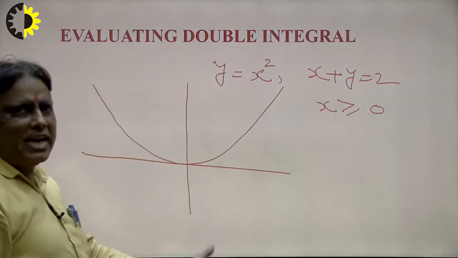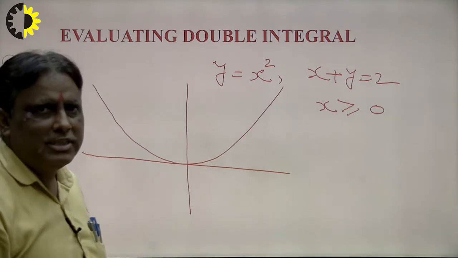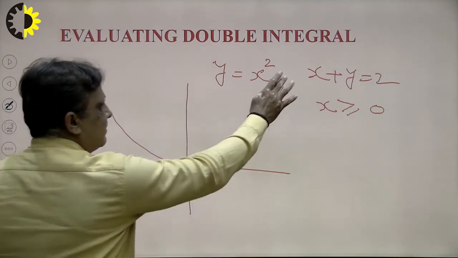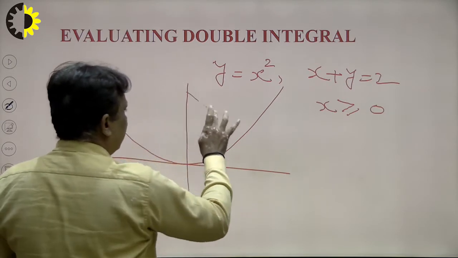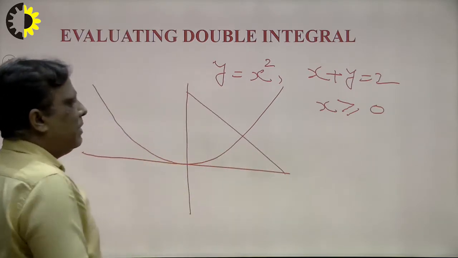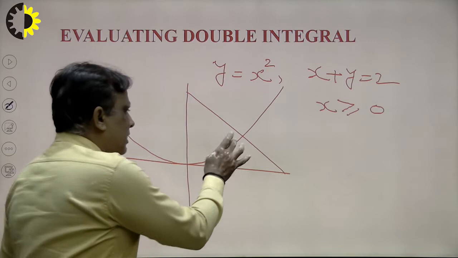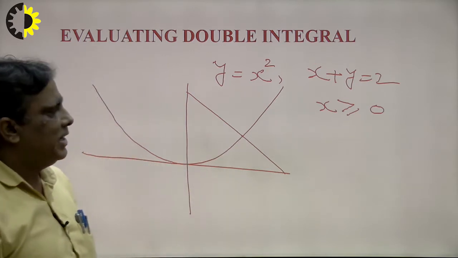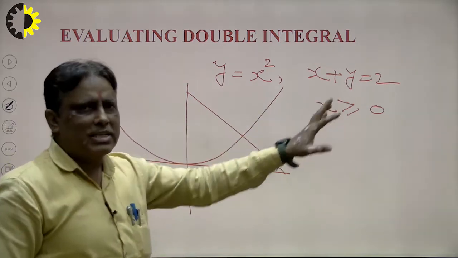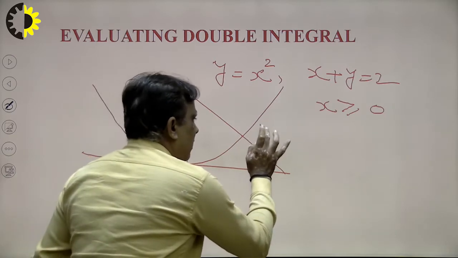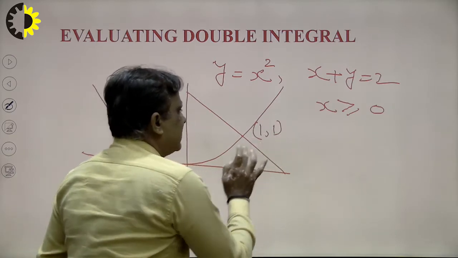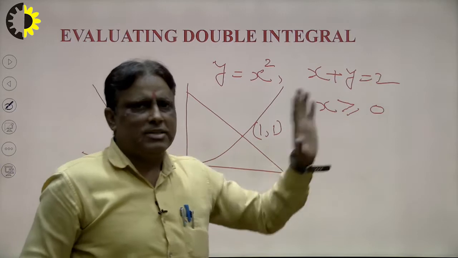In the previous lecture I explained how to trace the parabola by using curve tracing, and this is x plus y is equal to 2, and this will be 2. But the question is, what will be the intersection point of these two? The intersection will be found by solving, and the point will be 1 comma 1. We can check that 1 comma 1 satisfies this curve and 1 comma 1 satisfies this curve.